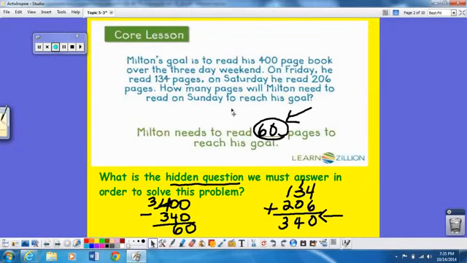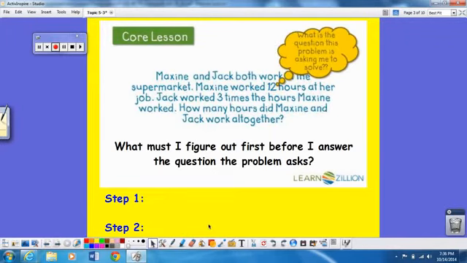However, in order to figure that out, we had to answer this hidden question first. So always stop and ask yourself, is this a word problem that has a hidden question within it? Here's another word problem.